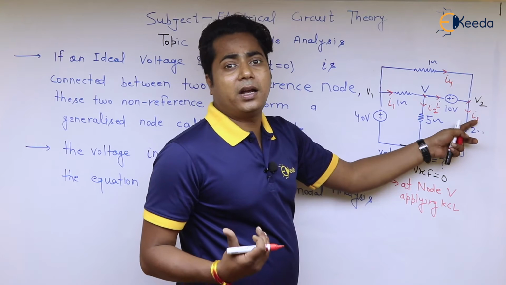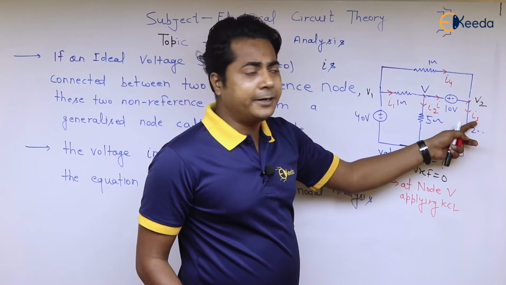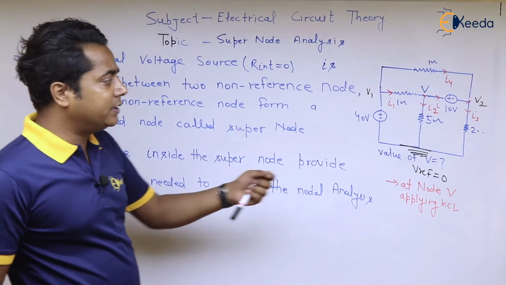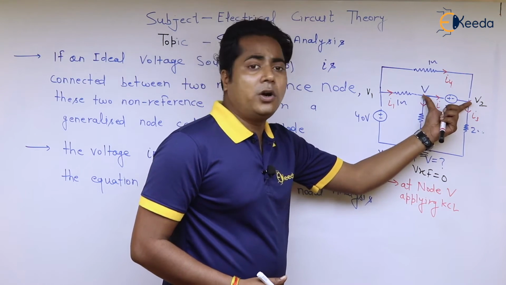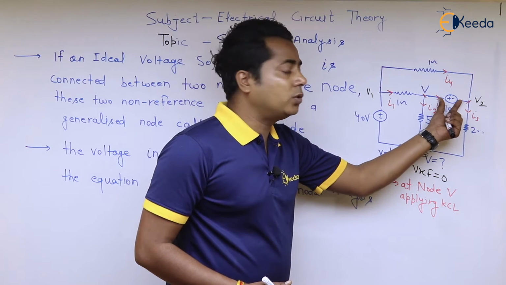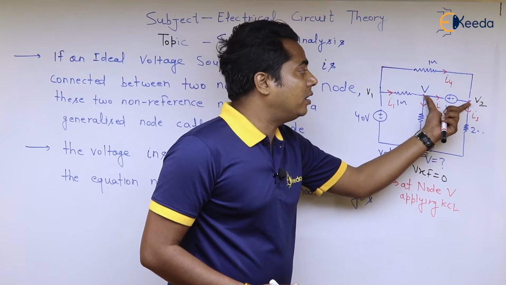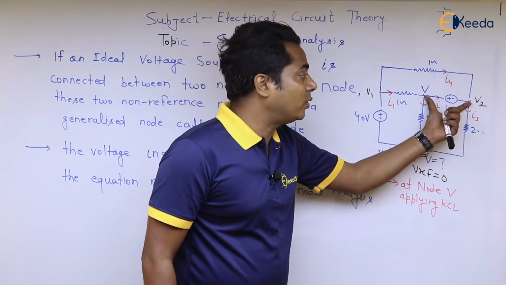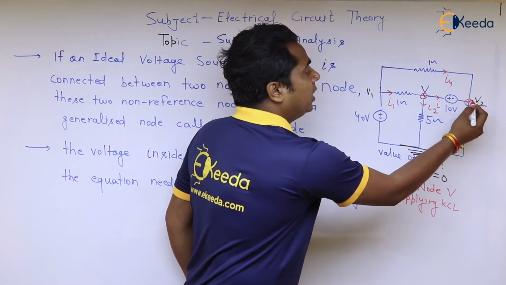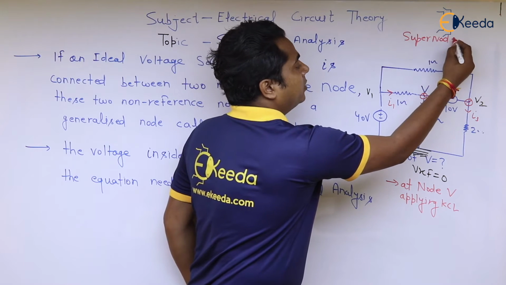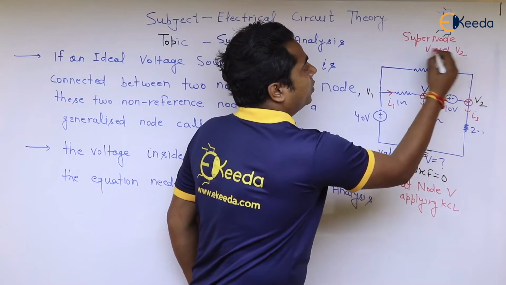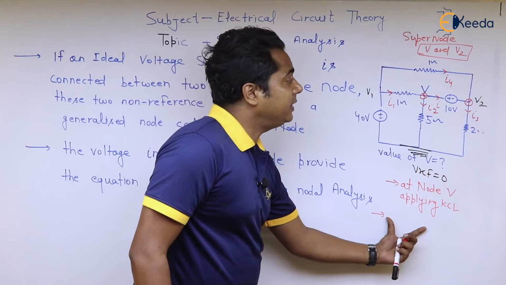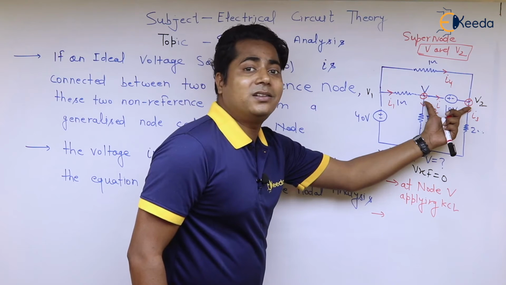First of all, a question comes to mind: what is a supernode? I have written down here: if an ideal voltage source is connected between two non-reference nodes, then these two non-reference nodes make a generalized node that is called a supernode. So the supernode is the combination of two nodes, this V and V2. Whatever KCL we apply at the supernode, we will count as one. We will be applying KCL at the supernode.